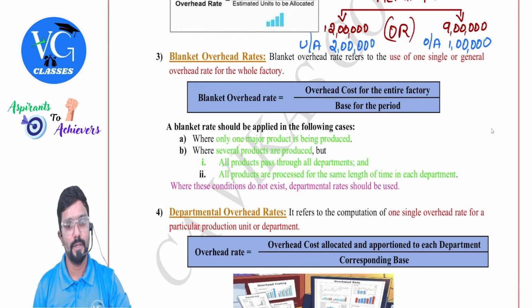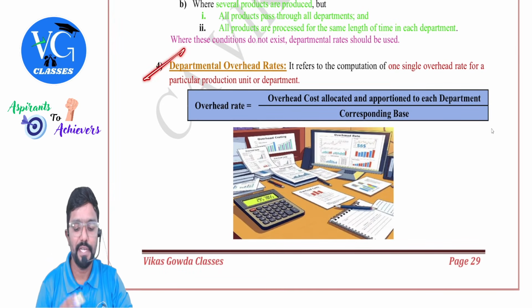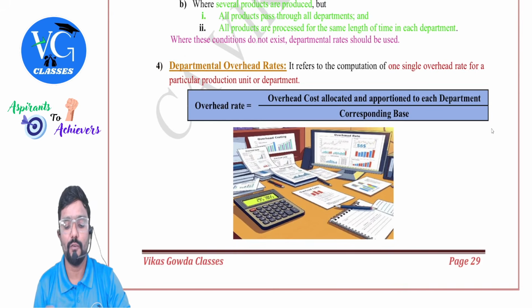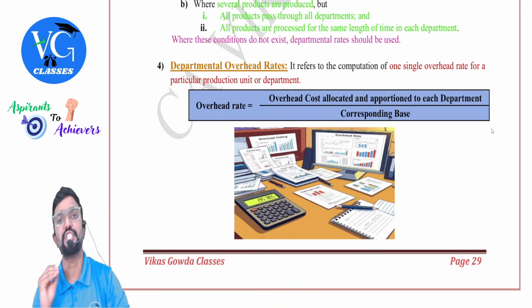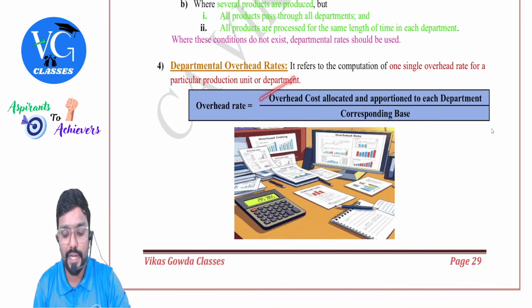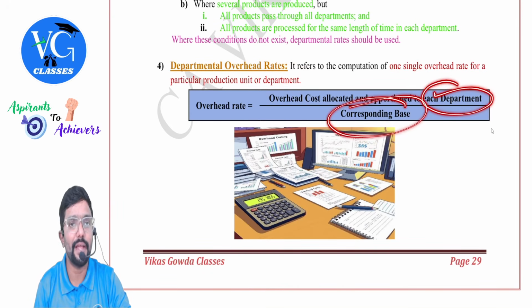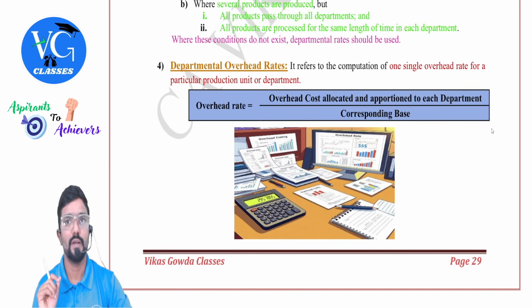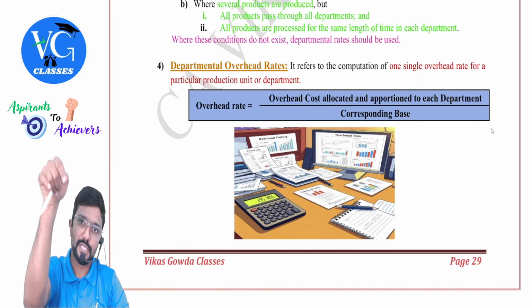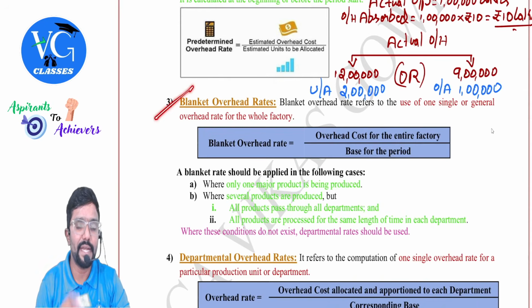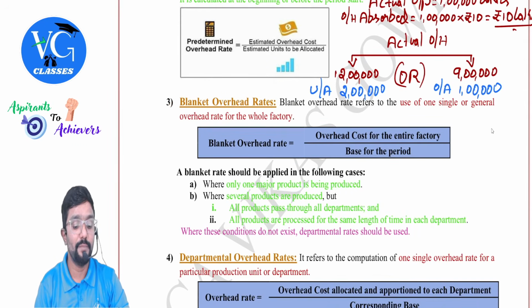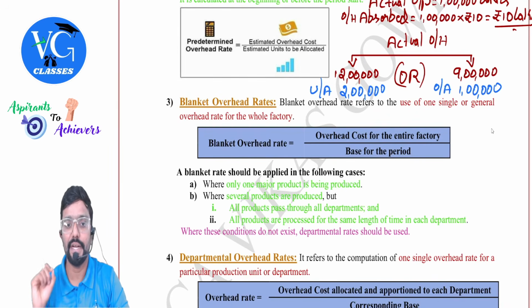Okay. So first we will see the departmental overhead rate. It refers to the computation of one single overhead rate, not for the company, but for each department or production unit. So overhead cost allocated or apportioned for that department is divided by the output of that department. Whereas the blanket overhead rate is different. This can be asked even as theory questions. Please be careful.